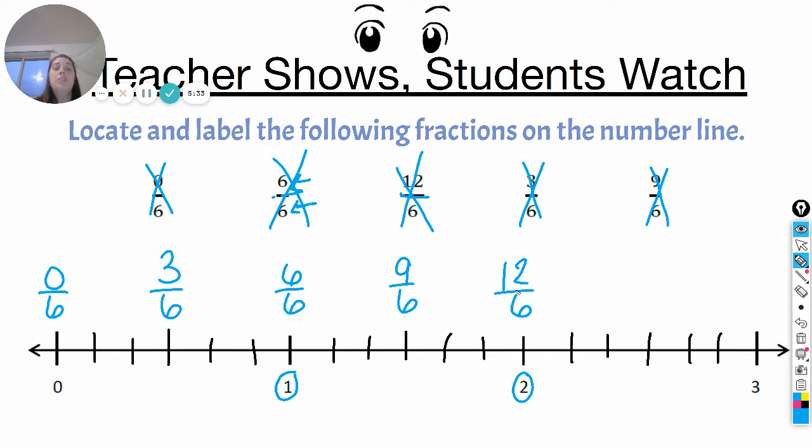Okay, so really the bottom number is just telling us how many pieces our fraction strip, or our number line, needs to be broken into. And the top number tells us what line that goes at, okay? So if it's a 3 on top, we have to make 1, 2, 3 hops.